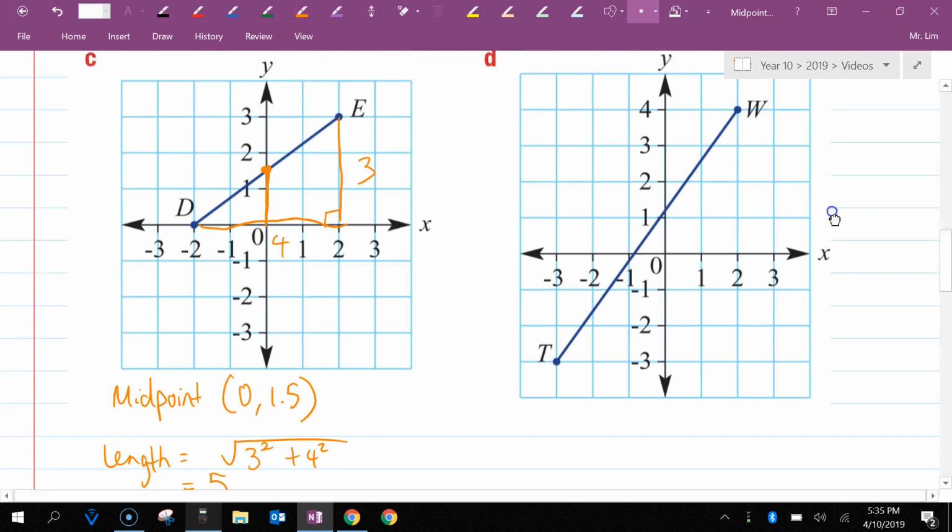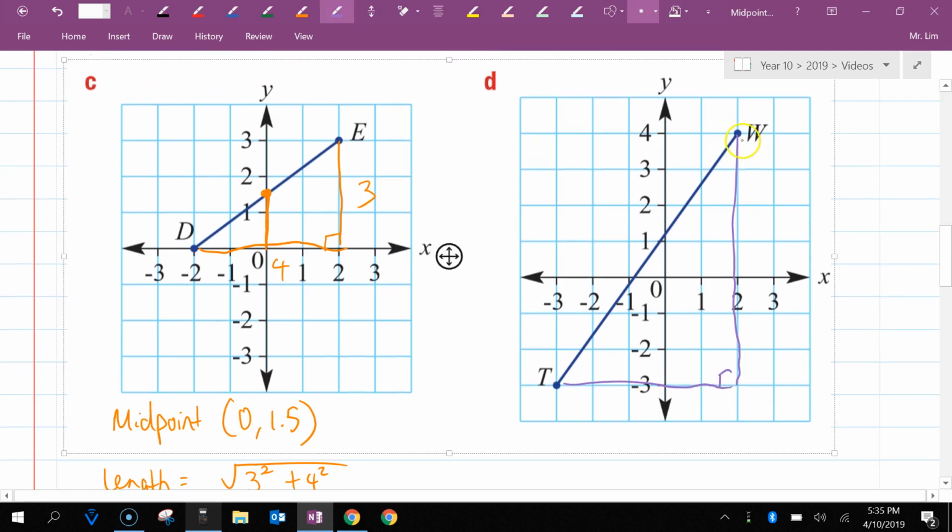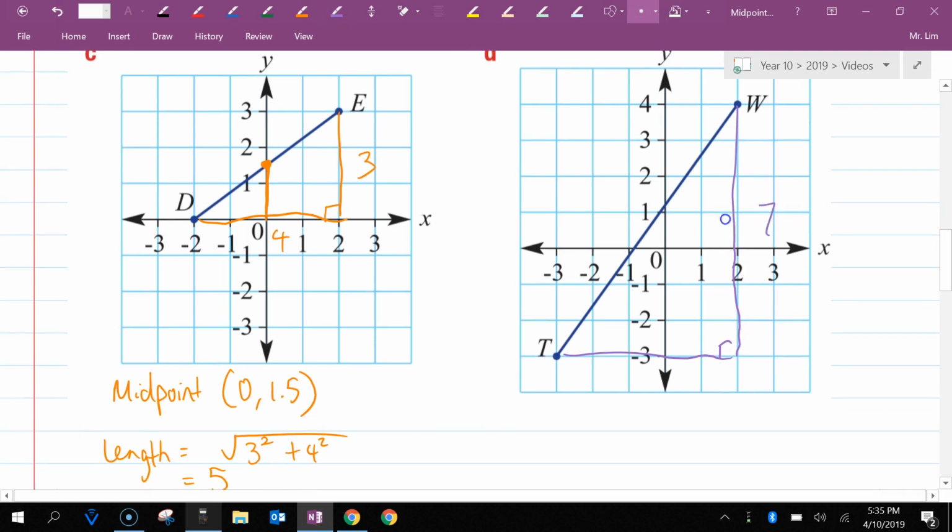For question D, let's draw our right angle triangle. Okay, the rise is 4 plus 3 is 7, run is 5. So I'm going to pick any one of these. I'll pick the half of 5 is 2.5. So 1, 2.5, go all the way up. That's my midpoint.